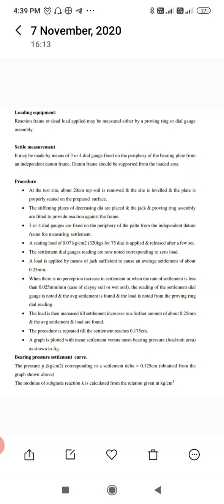A graph is plotted with mean settlement versus mean bearing pressure, that is load per unit area, as shown in the figure you have seen in the first slide. From the bearing pressure settlement curve, the pressure p in kg per centimeter square corresponding to a settlement delta of 0.125 centimeter is obtained from the graph shown above. The modulus of subgrade reaction is calculated from the given relation, in kg per centimeter cube.